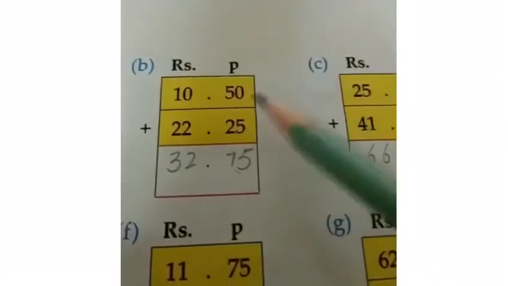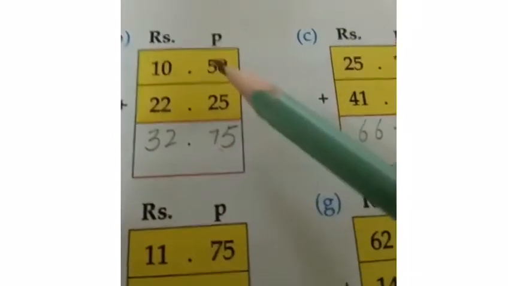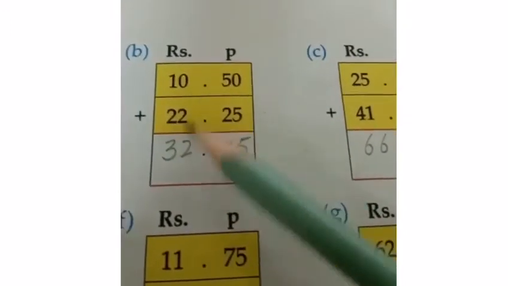B part, 10 rupees and 50 paisas and 22 rupees and 25 paisas. 5 plus 0 will be 5, 5 plus 2 will be 7, point sign, 2 plus 0 will be 2 and 2 plus 1 will be 3.